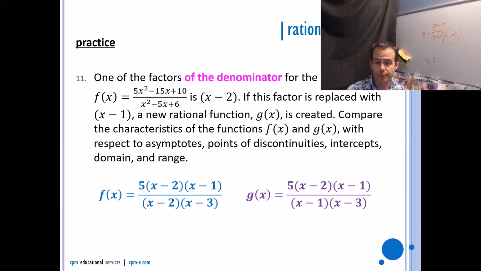As far as asymptotes go, the vertical asymptotes are going to be different now. Nope, the vertical asymptote is going to be the same. I'm going to have a vertical asymptote at x equals 3 in both cases. The vertical asymptote stays the same. The horizontal asymptote also stays the same. It'll be y equals 5. The point of discontinuity will be changing, so we'll get to that in the next section.